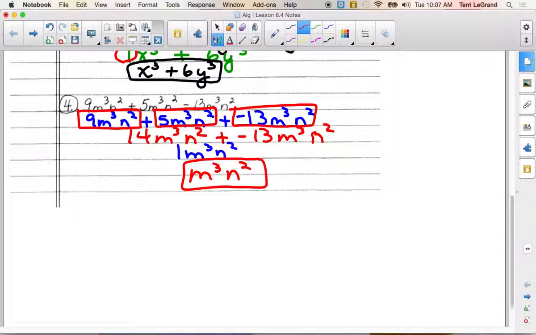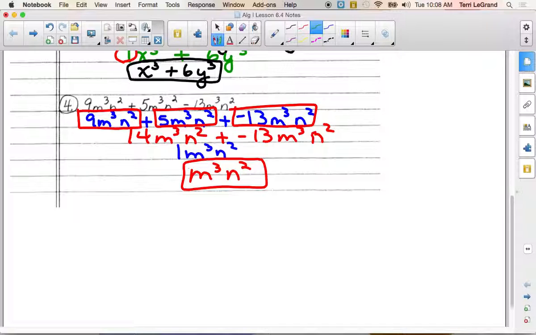What if there had been some m squared n cubed? What if there would have been one of these? I'm just going to add this on, pretending it's there, but it's really not. Would that have qualified as a like term with those other 3? No. Why not? They don't have the same exponents. This is m squared and n cubed, not m cubed and n squared. So if that was there, it would not qualify to be one of the like terms. Okay, so any questions?